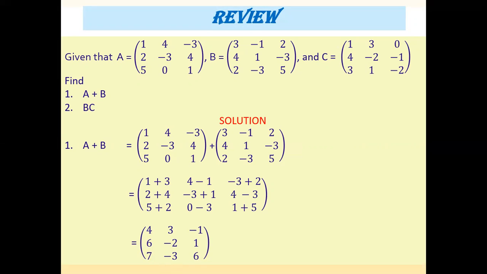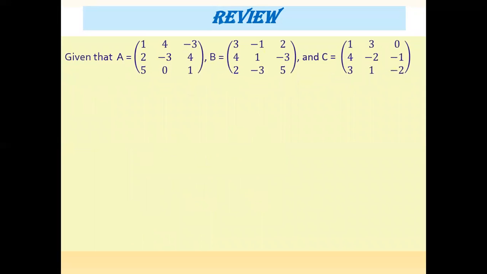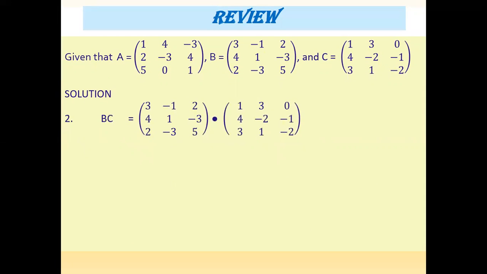Okay, so take note of that. Okay, let's move on to the second example. We have BC. We're supposed to find BC, meaning B multiplied by C. Now remember that for two matrices to be multiplied, they need to be conformable. We talked about conformability in the last class, how we know that two matrices are conformable.